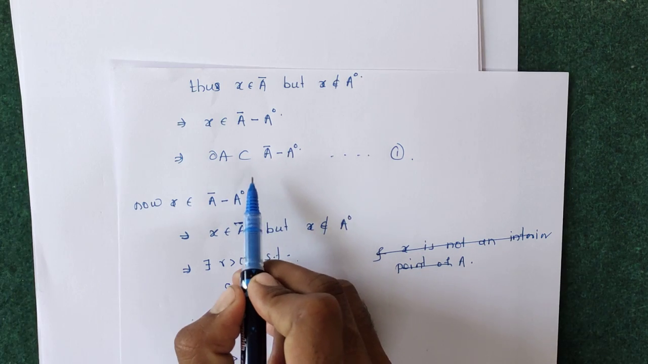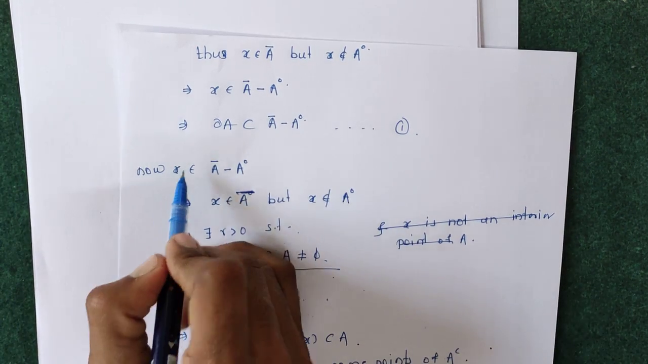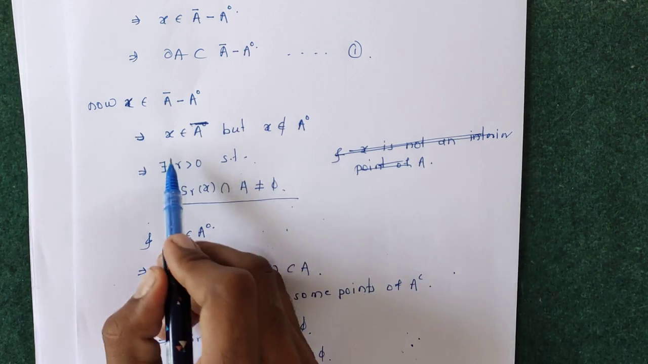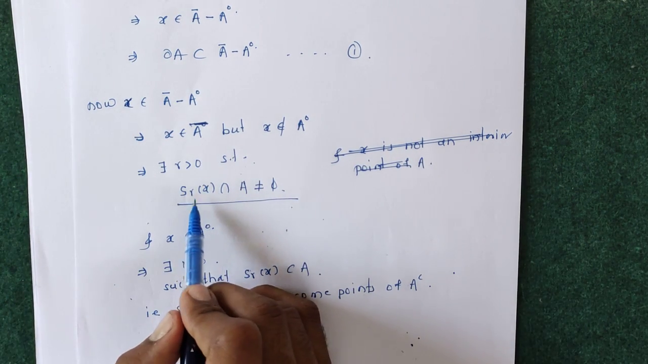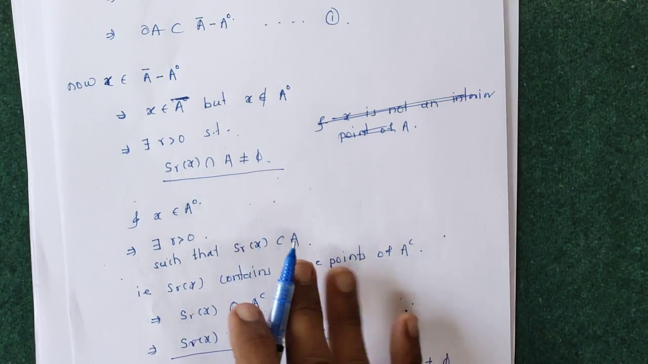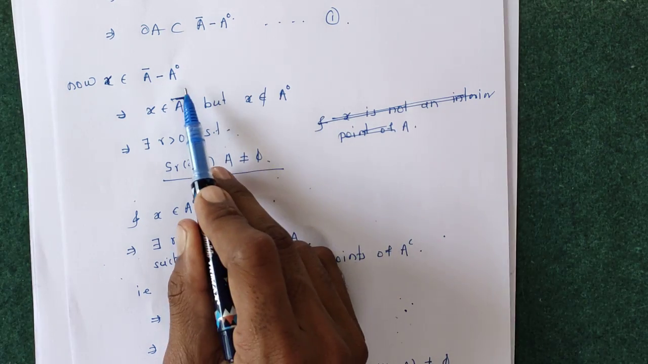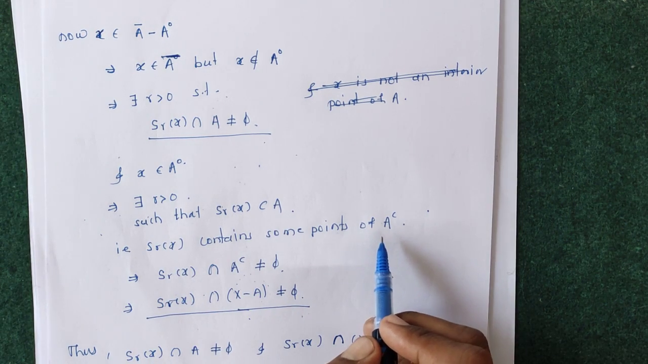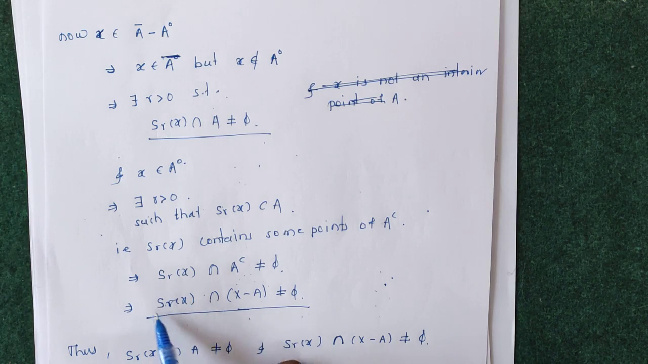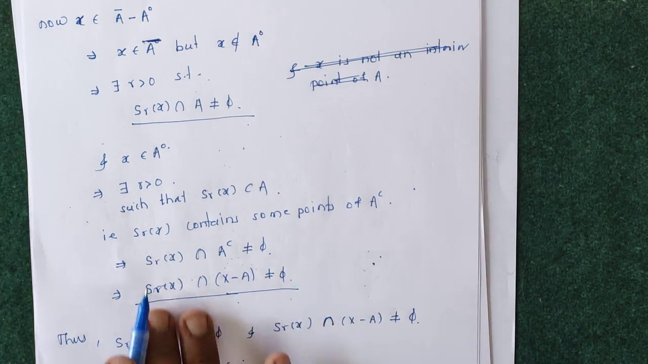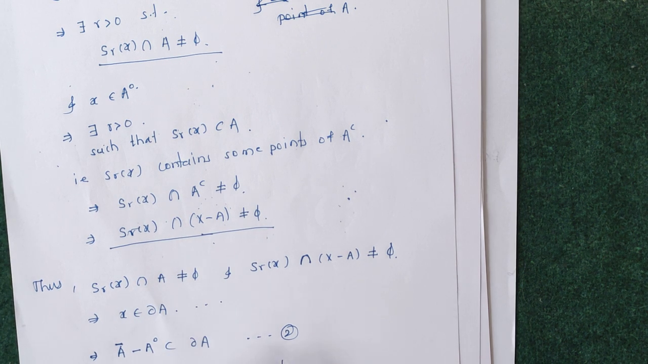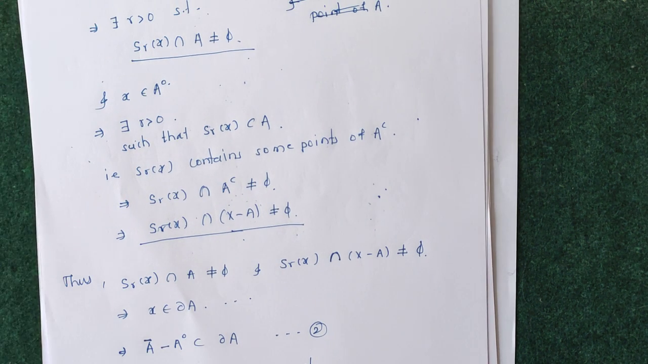Now, to prove the reverse inclusion, we take an arbitrary element x of A closure minus A interior. Now x belongs to A closure but x does not belong to A interior. x belongs to A closure means there exists some radius greater than 0 such that S_r of x intersection with A is non-empty. And x is not an element of A interior means there exists some radius such that the open sphere contains some points of A complement. That means S_r of x intersection with X minus A is also non-empty. So S_r of x intersection with A is non-empty, and S_r of x intersection with X minus A is non-empty. By the definition of boundary point, this x is a boundary point of A. So from equations 1 and 2 we can write that gamma A is equal to A closure minus A interior. Hence the proof of this example.